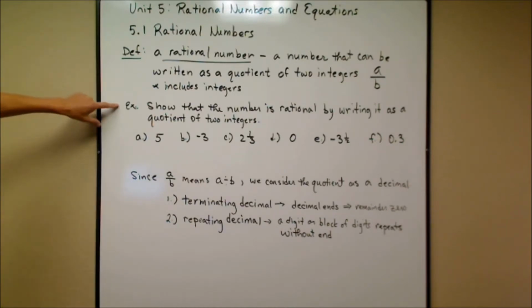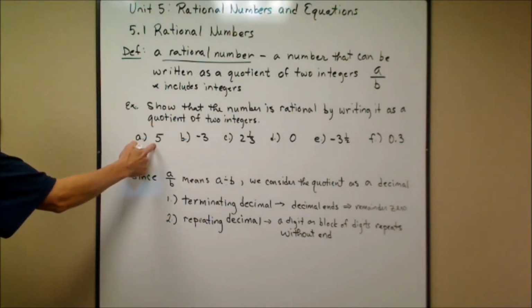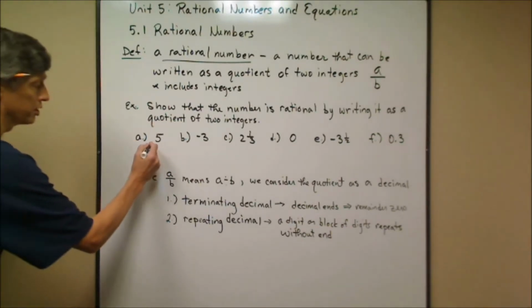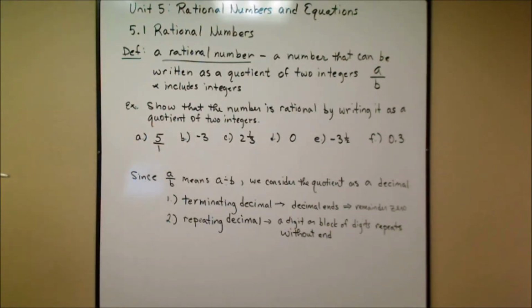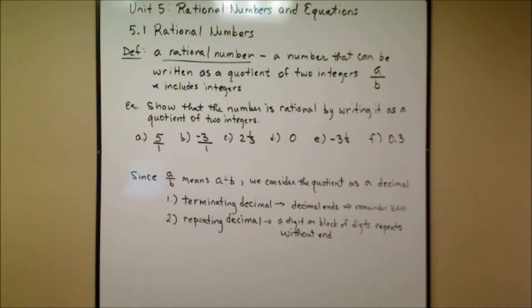Now, in this first example, it says, show that the number is rational by writing it as a quotient of two integers. What they mean is, write it like a fraction. Well, anytime you have an integer, like 5, and you want to write it as a fraction, the easiest way is just to put it over 1. 5 divided by 1 is 5, and it's written as a fraction, as a rational number, as a quotient of two integers. Same thing here with -3, just put it over 1. Not over -1, because a negative divided by a negative is positive. Put it over +1, -3 over 1.